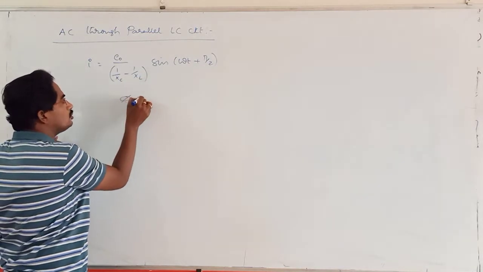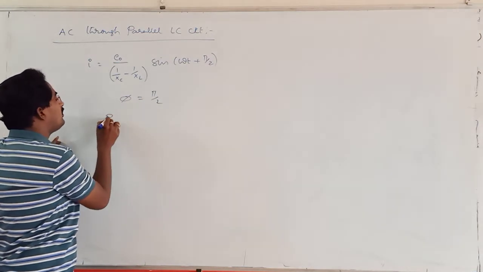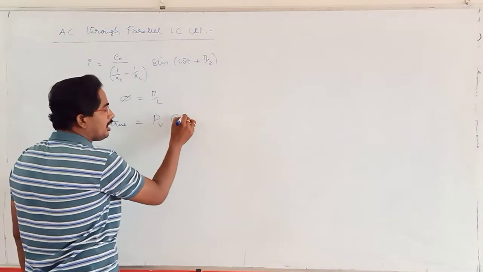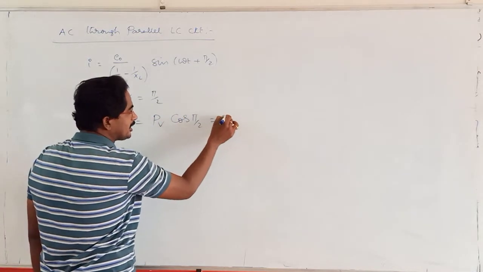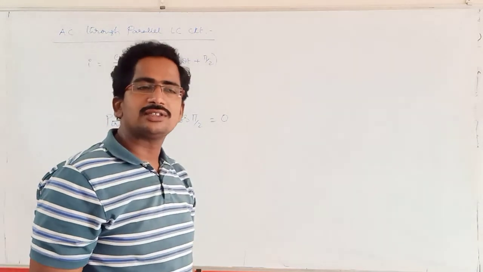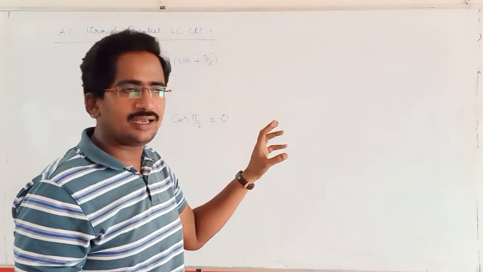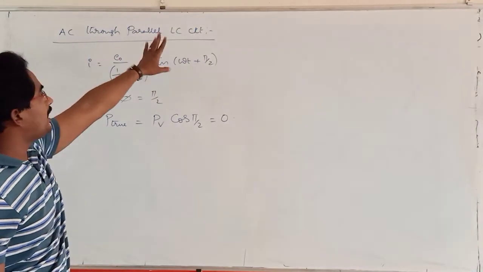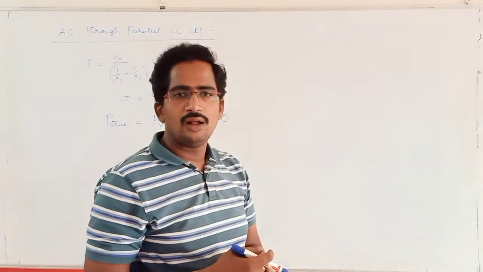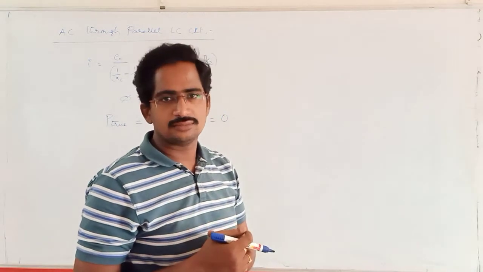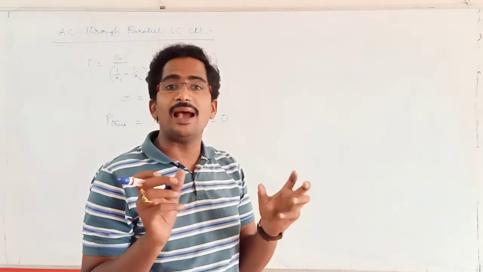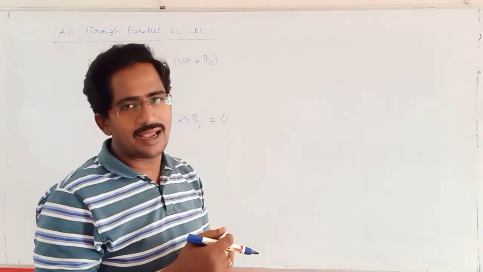Pi by 2. Then what is the true power consumed in this case? That is virtual power into cos pi by 2, that is 0. So this also you do remember regarding AC through parallel circuit. And in that case, at resonance state, the current in the circuit will be 0 and impedance value will be maximum.